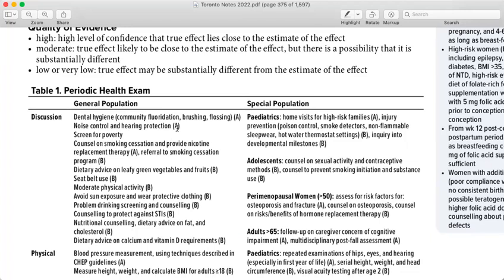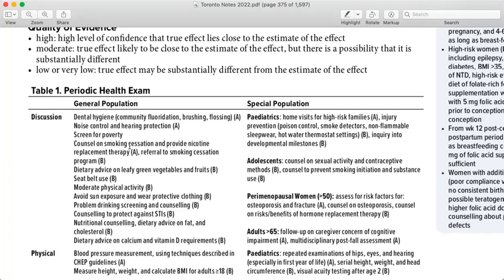B is like in the moderate quantity, and then C is very mild, if it's needed and if it's not needed, right? So A is something which is done in every single population. So dental hygiene should be discussed with every single population. Noise control and hearing protection should be discussed with every old age. Then screen for poverty, as I said, not everyone is poor.